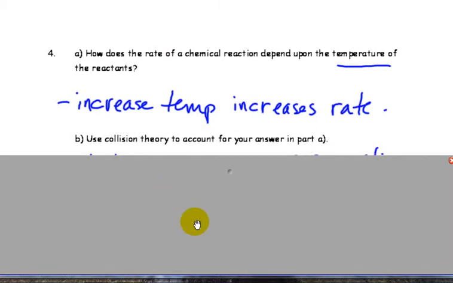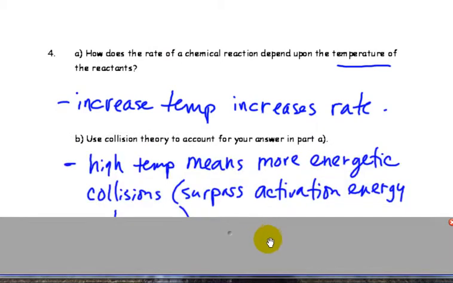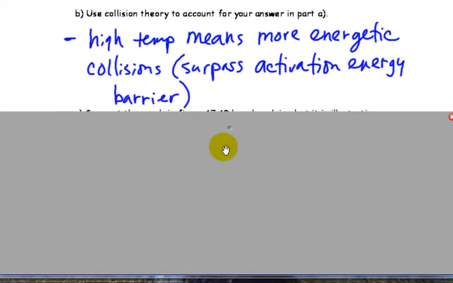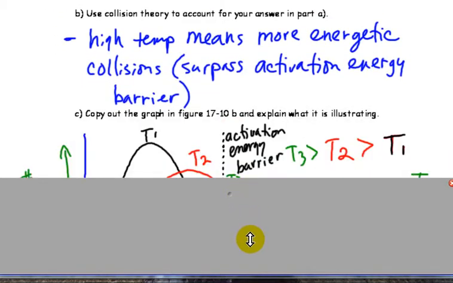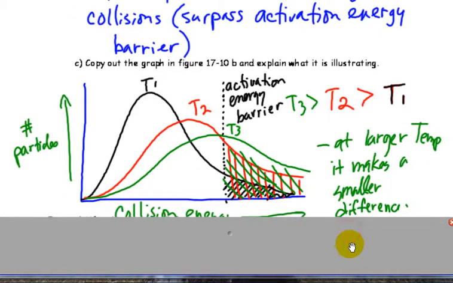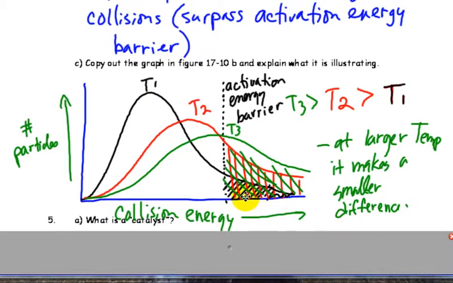Temperature is the next one. Of course, you know if you increase the temperature, you increase the rate, because higher temperature means more energetic collisions. The reactants are moving faster, hitting harder, so more of them will have enough energy to overcome the barrier. And the relationship there, it's not like the previous one. With concentration, if you double concentration, you'll double the rate. But with temperature, it's a little bit different. Initially, the rate will be a lot larger, but at higher temperatures, there's just a smaller difference.